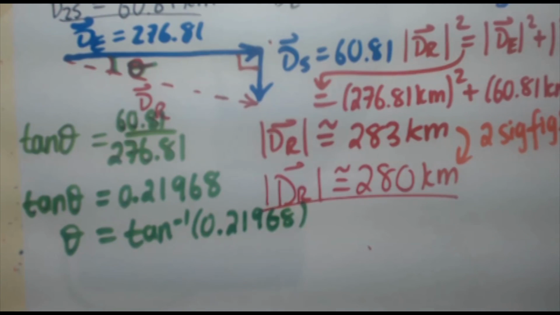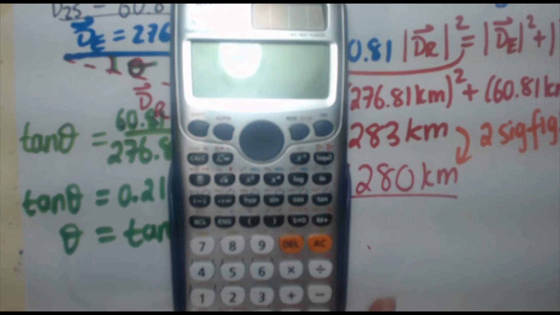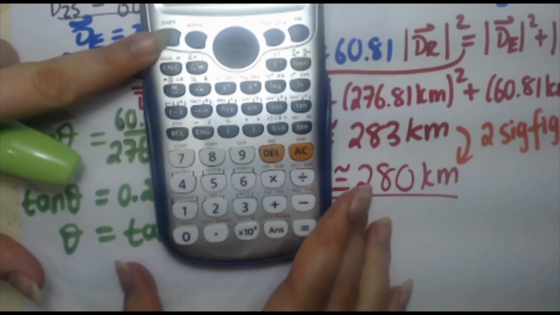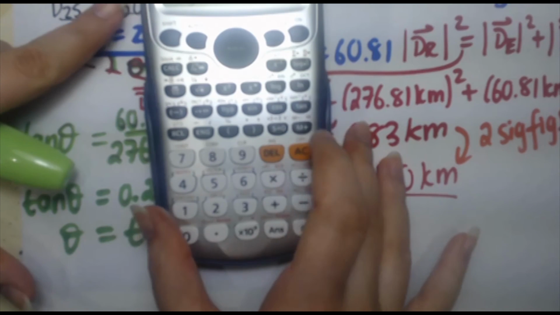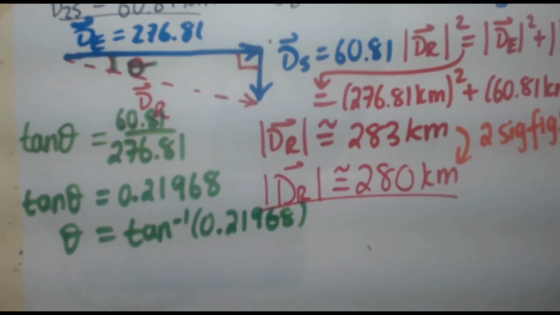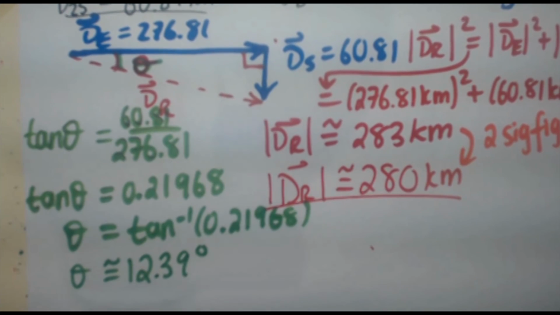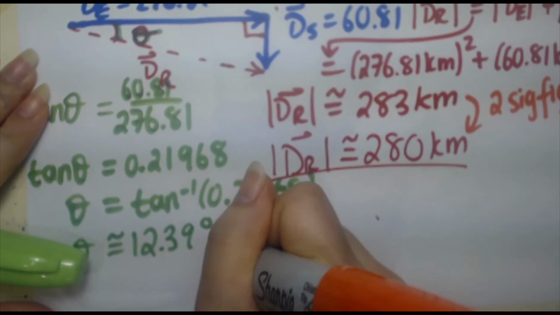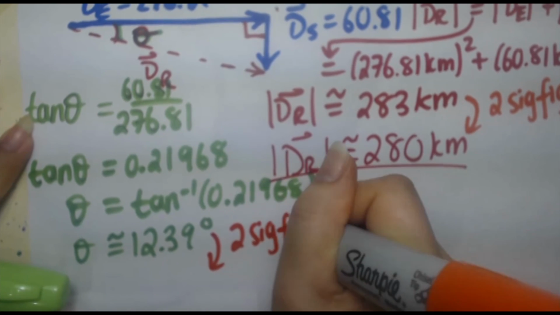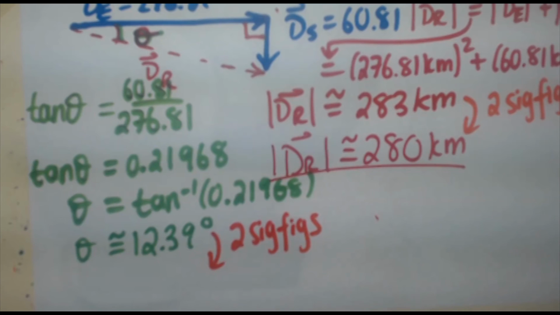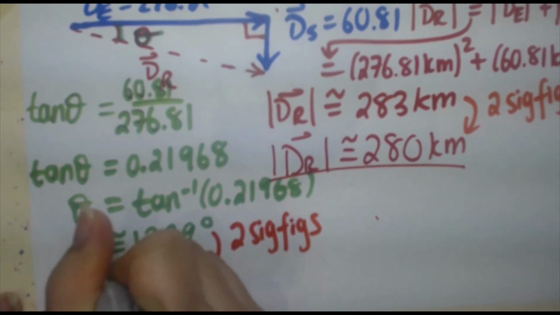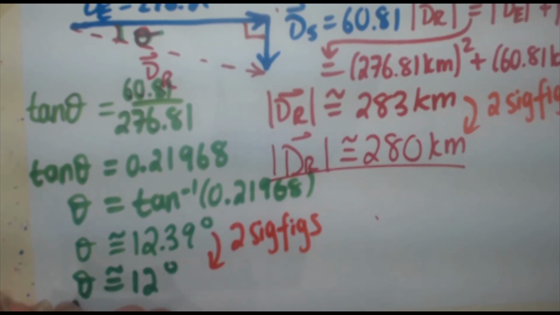On your calculator, in order to get inverse tangent, usually you press shift and then the tan button. Okay, regular tan will be regular tan. If you shift tan, you get inverse tan usually. Okay, so when you calculate that out, you get theta is approximately 12.39 degrees, and of course, we've got to do our sig figs. 2 sig figs, so giving us theta is approximately 12 degrees.